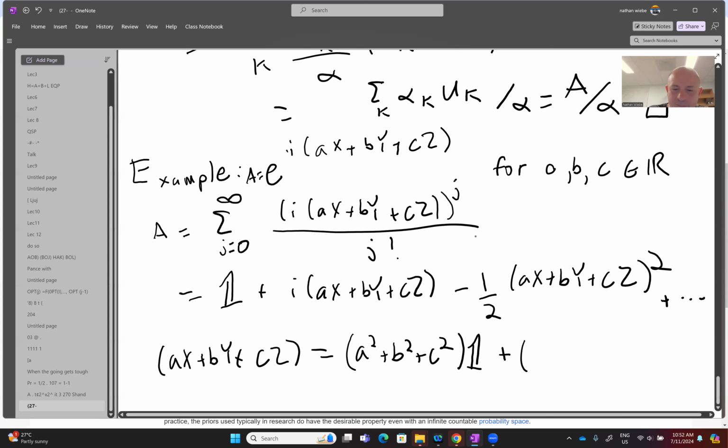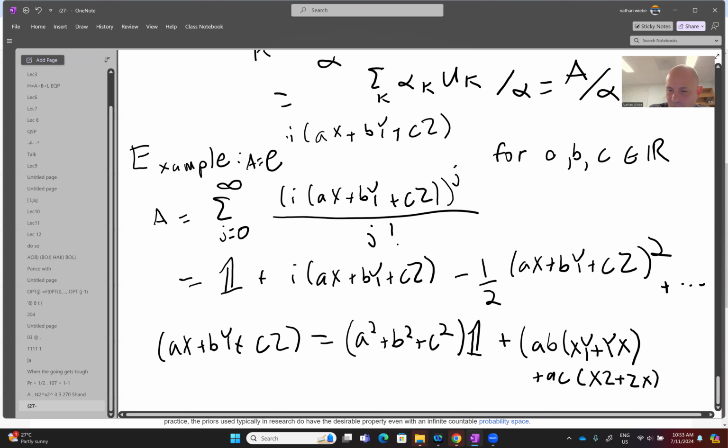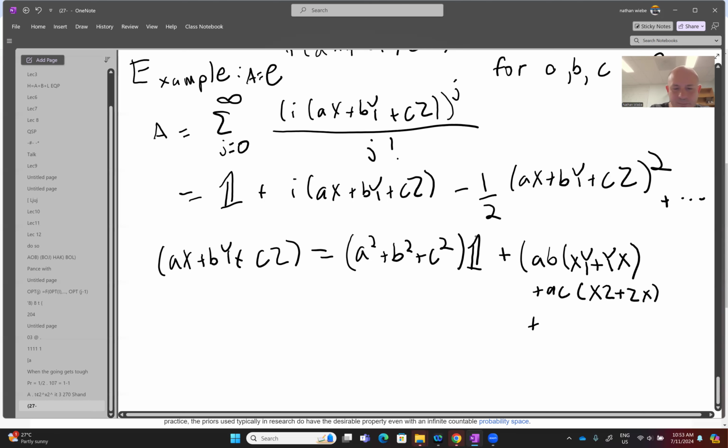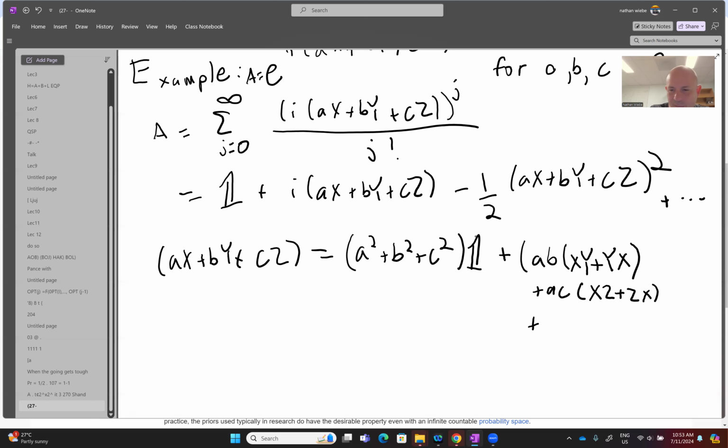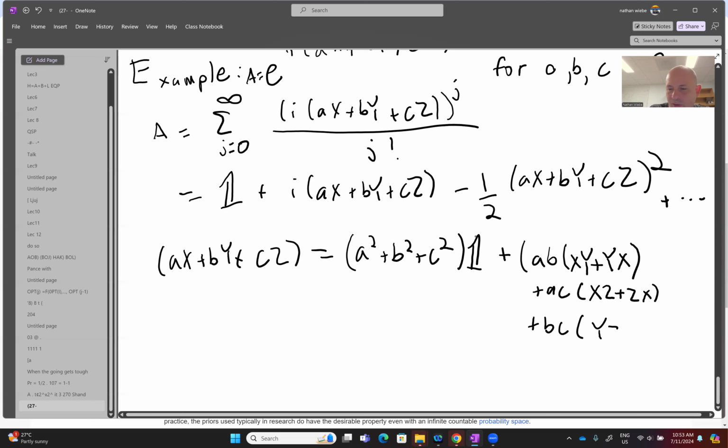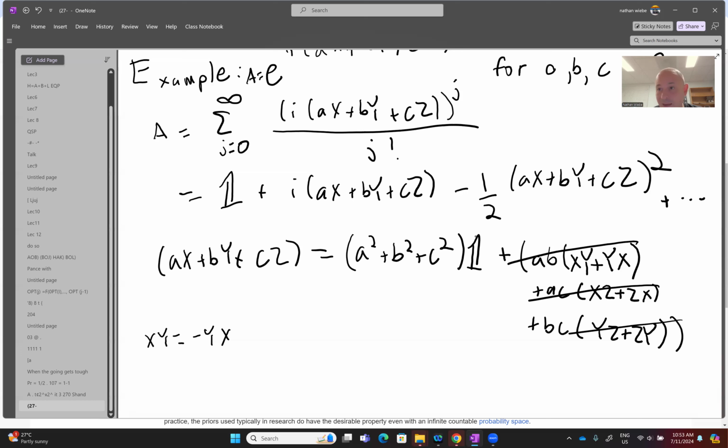plus AB(XY + YX) plus AC(XZ + ZX) plus, we've done AB, AC, and I guess BC is the only other combination left, BC(YZ + ZY). Now, you'll note that because of anti-commutation, we have that XY equals minus YX, and so on and so forth. So these cancel, these cancel, and these cancel, meaning that actually all that we have left is the identity term.